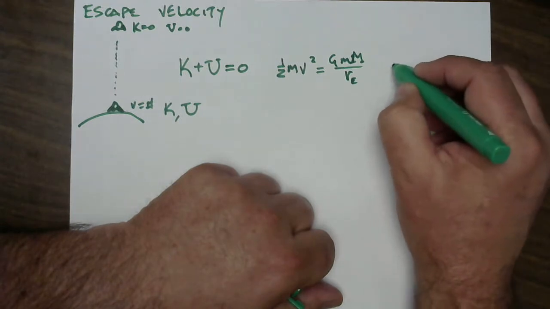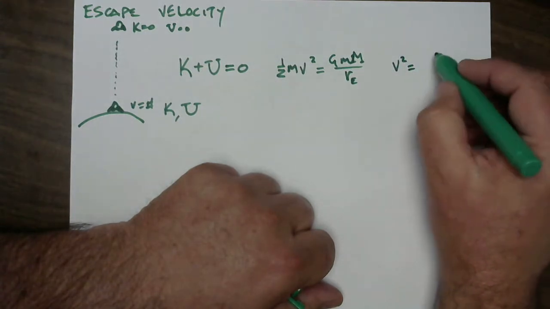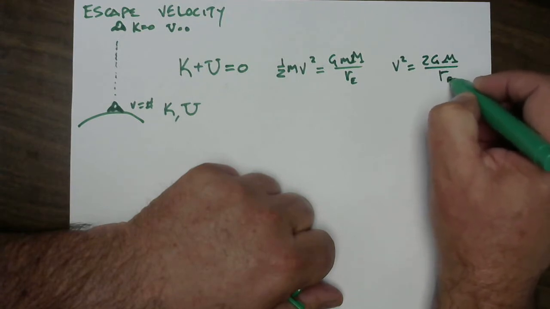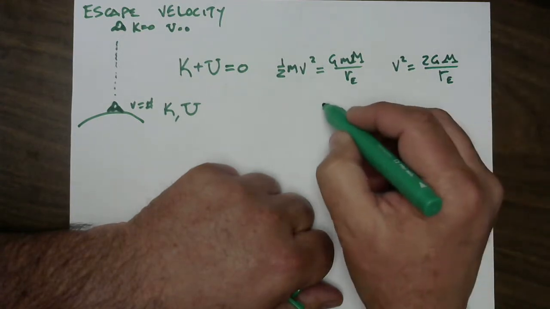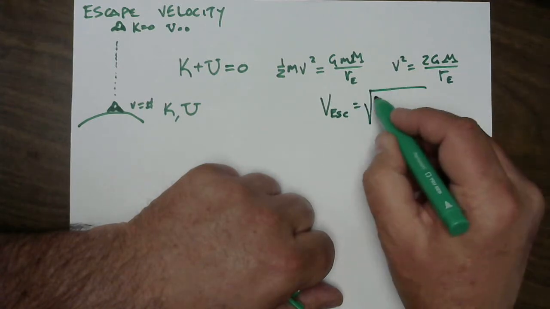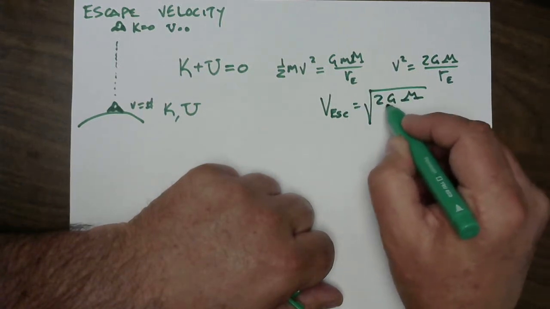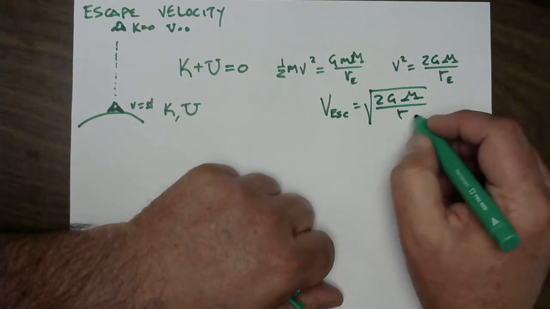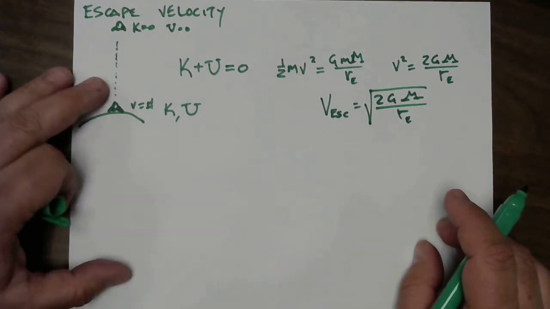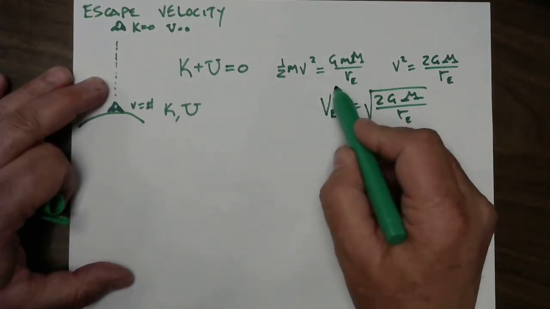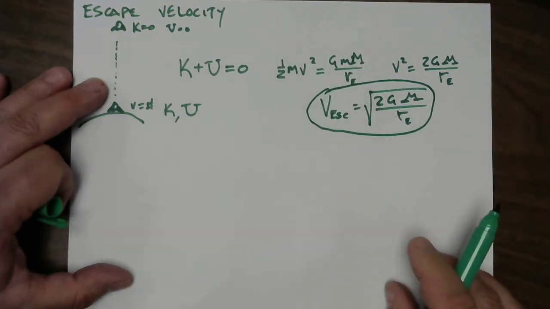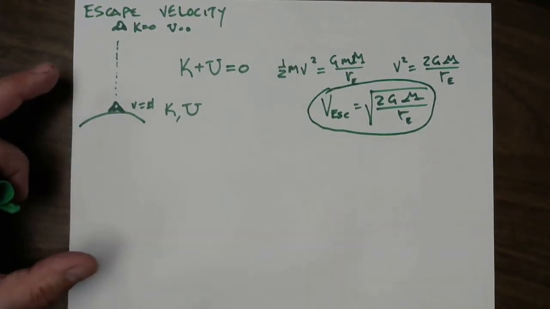1/2 goes to the other side, and we have that v squared equals 2 G capital M over r_e. And that means that the escape velocity for any planet is the square root of 2 G, mass of the planet, divided by the radius of the planet. Pretty cool. Keep this in mind. It's going to be important later. I'm going to circle this one because I need to be able to find it, because we're going to do some more stuff.